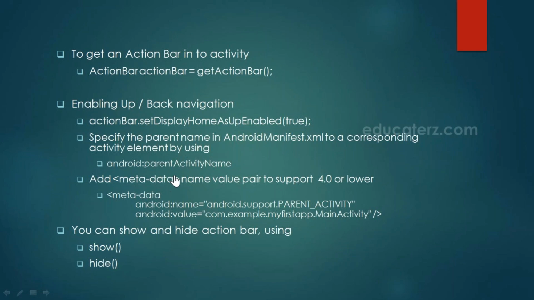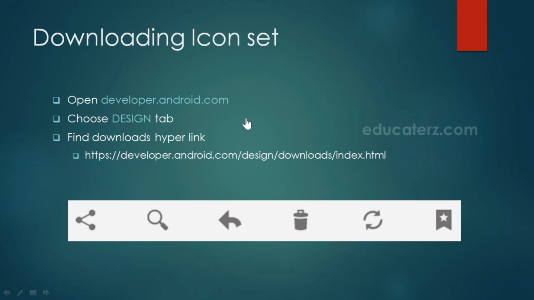If you're dealing with versions less than 4.0, then you have to add a metadata tag for that particular activity. The metadata is going to take two values: a name and a value. The first one is the parent activity name, and the value is the main activity. If you are working with 3.0 or above versions, you need not set metadata. But if you really want to support lower versions also, just keep this metadata. And we can also show and hide the action bar with the action bar show and hide methods.